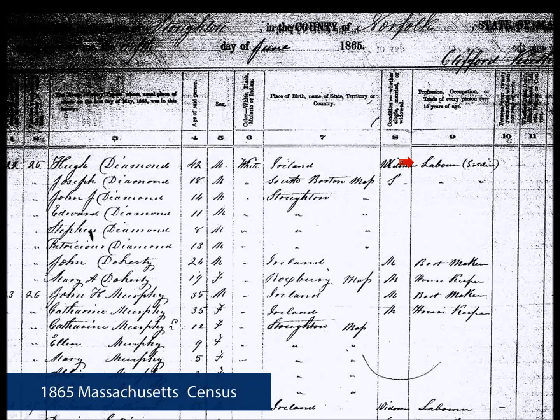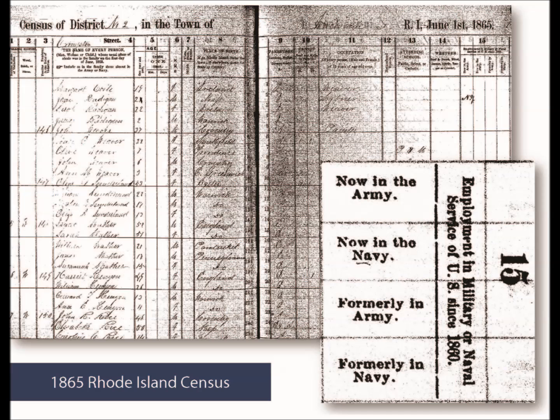This is just one of many ways of determining the military service of your ancestor, in this case in the state of Massachusetts, and these are online from FamilySearch as well as available at NEHGS for your viewing. In the Union, that would be Rhode Island. The 1865 census had a question under column 15 over here, and it asks employment in the military or naval service of the U.S. since 1860. So you may even get an indication someone was already in the service before the Civil War, the year before 1861.